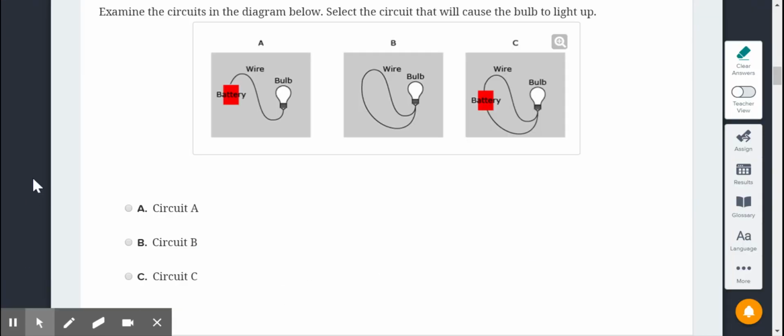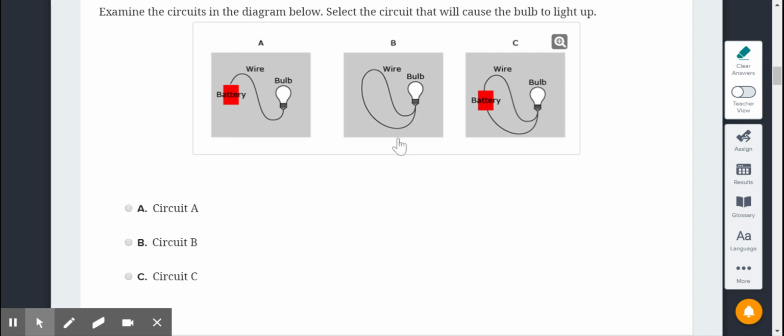Examine the circuits in the diagram below. Select the circuit that will cause the bulb to light up. So we know that it needs to have a power source, wires, a bulb, and it also has to make a complete circle. So think about what's wrong with letter A. It has a battery, has a wire, and it has a bulb, but it's not a closed circuit. All of it is in a straight line. So this one is not going to light up. It has to go around and hit the battery on the other side.